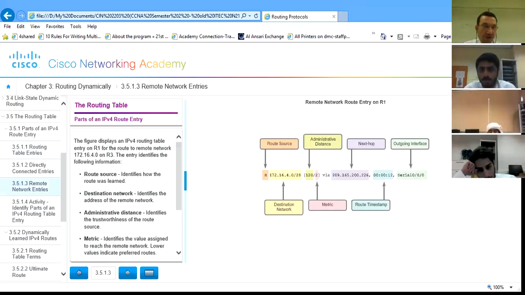For RIP, the metric is, we said it's hop count, the number of hops, via the next hop IP address, my neighbor's IP address. How long ago did I learn it? This was 12 seconds ago. And in order to reach this neighbor, this next hop, I need to send my packet out of my own serial 0/0/0. So this is my outgoing interface. This will take me to this neighbor IP address.